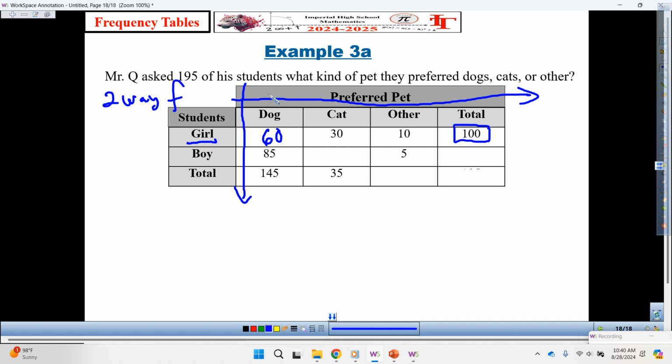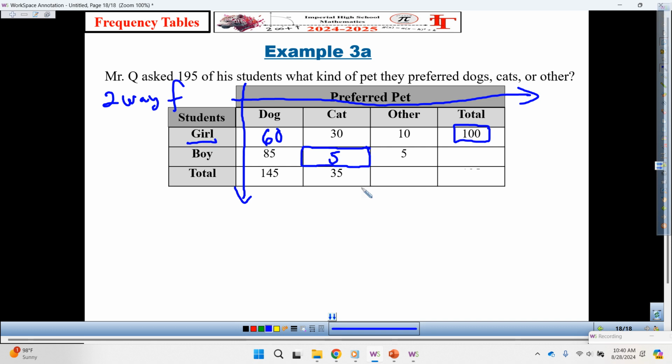Now let's see if it adds up the other way. What is 60 plus 85? 145. That is correct. Okay. Tell your neighbor what number goes right here, and how you know. What number goes right there, Logan? 5. And how do we know? Because the total number of cats that people prefer was 35. That's 30, and that's 5.